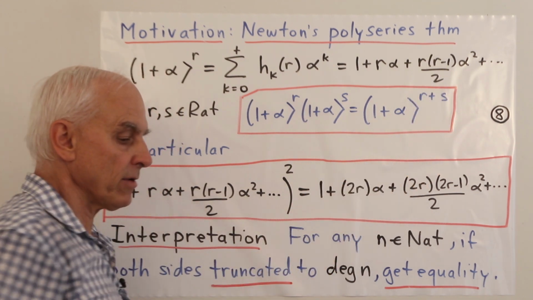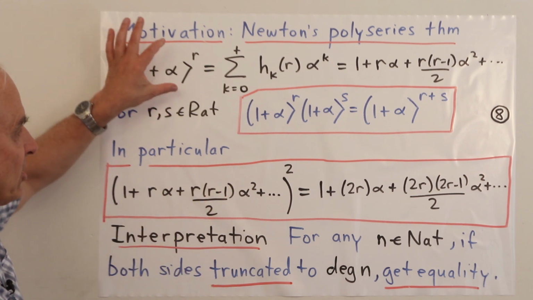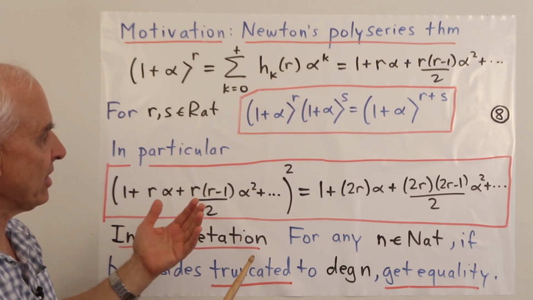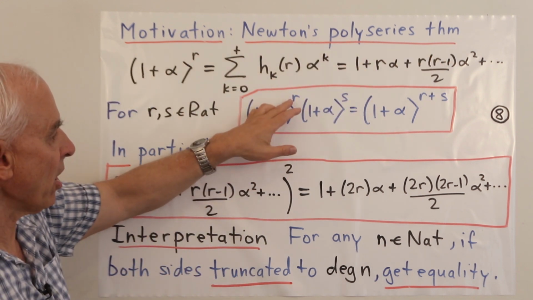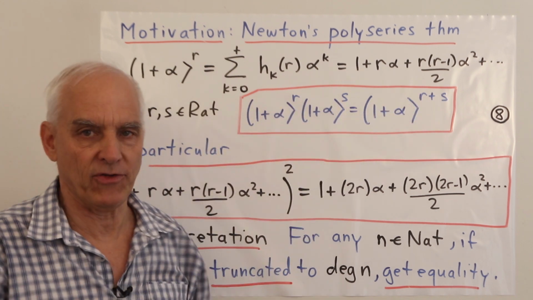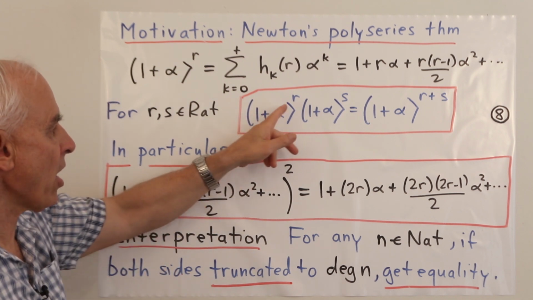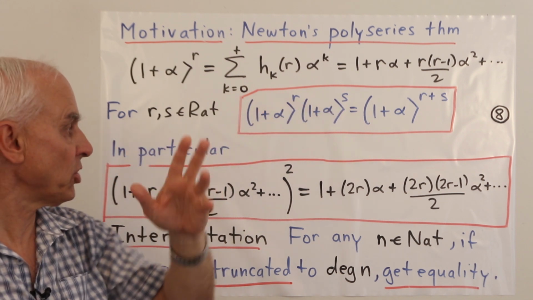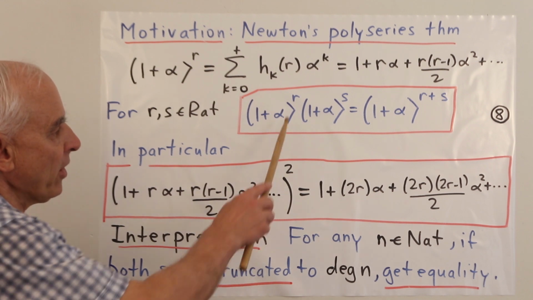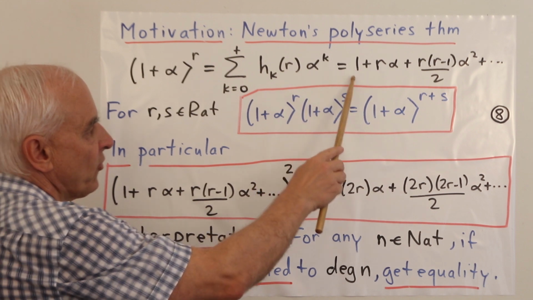So the coefficients are like a sort of generalized binomial coefficients. And we saw that with this kind of series, there was a sense in which (1 + alpha)^r times (1 + alpha)^s was consistently equal to (1 + alpha)^(r+s). This is the key result of Newton, where r and s are arbitrary rational numbers. So as a special case, if r equals s here, we're just basically squaring (1 + alpha)^r. So we're squaring this thing here.